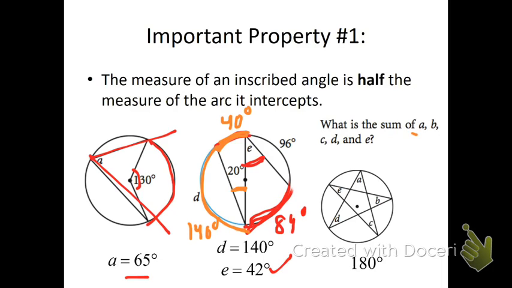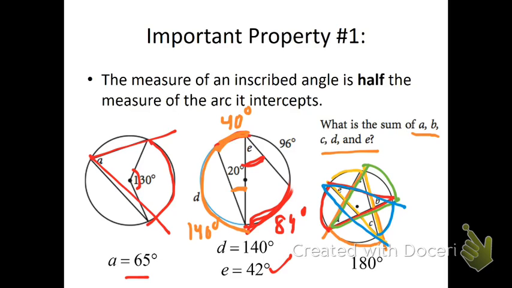Okay, what's the sum of A, B, C, D, and E? Well, it's going to be 180, because A is an inscribed angle, and it intercepts that arc right there. And then we have C, which is an inscribed angle. It intercepts that arc right there. Then B is an inscribed angle, and it intercepts that arc right there. D is an inscribed angle, and it intercepts that arc. And then E is also an inscribed angle, and it intercepts this arc.